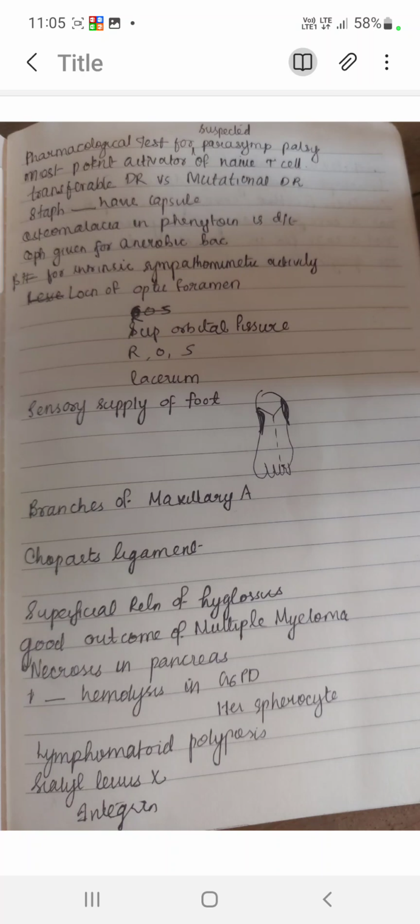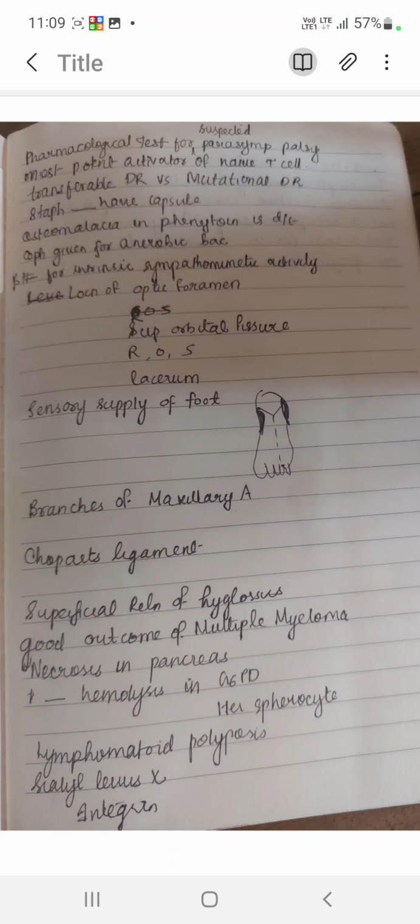Now, branches of the maxillary artery. Firstly, it is mainly to the brain and the ear. To the ear, anterior tympanic and deep auricular artery; to the brain, middle meningeal and accessory meningeal. And also one is going to the inferior alveolar.